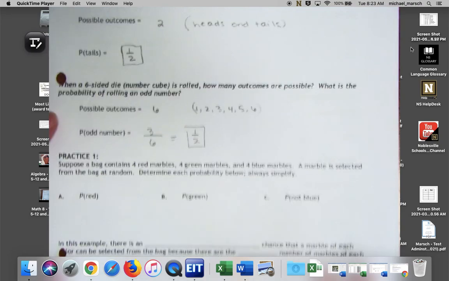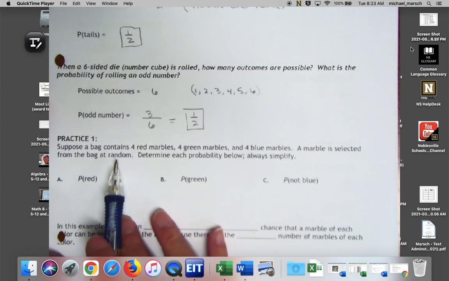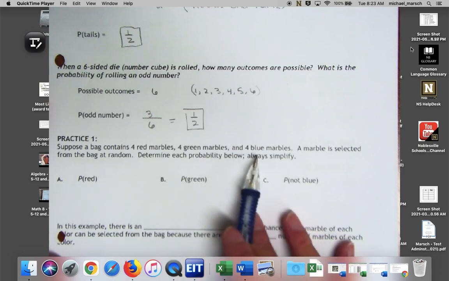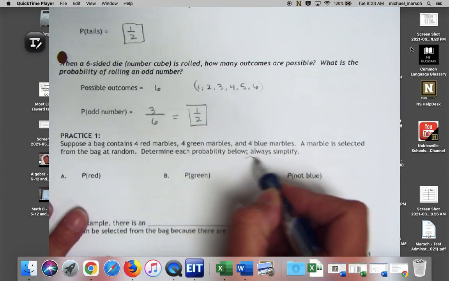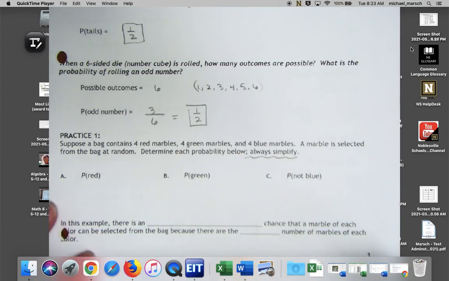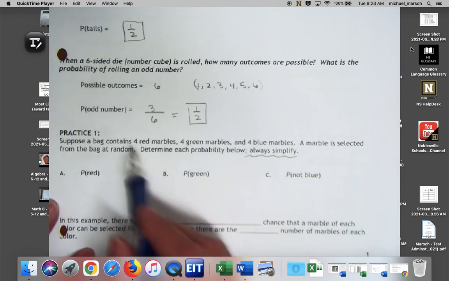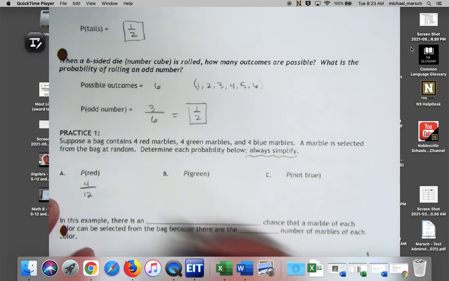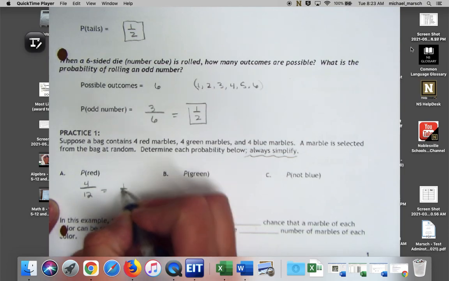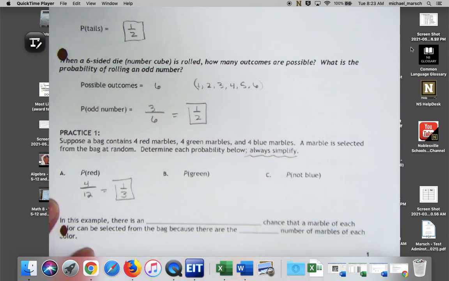See, super easy. All right, suppose a bag contains 4 red, 4 green, and 4 blue marbles. A marble is selected from the bag at random. Determine each probability below. Always simplify. All right, so what's the probability of getting red? Well, there are 4 red out of 12 total marbles. We would simplify, and we'd say we have a 1/3 chance of getting red.